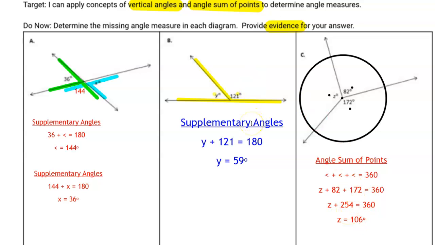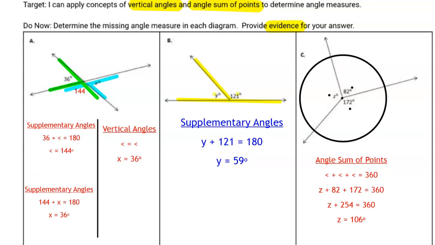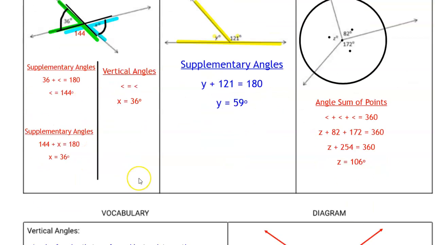Just like using supplementary angles or complementary angles, I'm able to write down angle sum of points for that same thing. As a matter of fact, for this example back here, I didn't need 2 supplementary angles. I could do it a quicker way. If I'm able to identify that 2 lines are intersecting with each other and the angles across from each other are created by that intersection, I can say, well, angle is equal to angle. So that means 36, which is one of the angles, is equal to x, which is the other one of the angles. And then I'm done. That's very much quicker than doing 2 steps.